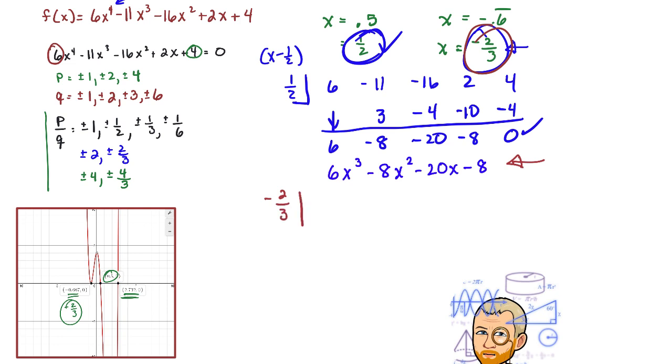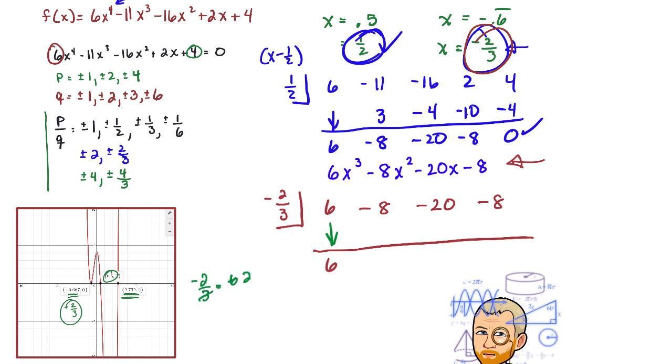So now I'm going to do synthetic with the 2/3. And I write down 6, -8, -20, -8. This will be a little bit tougher. Okay, 6. When I bring it down, then I come over here and I just do my little fraction math. 3 goes into 6 twice, so it's 2 times 2, and it's going to be negative. And I add. Then I run down and I do a little fraction math. 3 goes in 12 4 times. -2 times 4, -8.